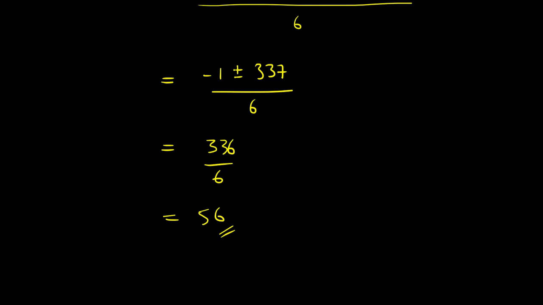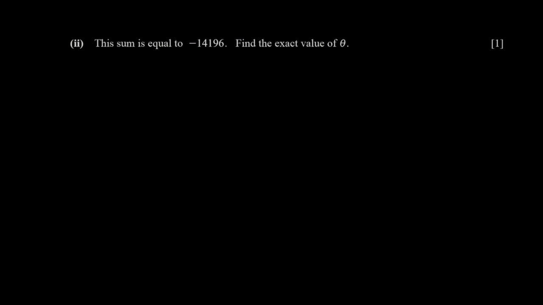Now, of course, you can just use your calculator, key in, but you know, a bit of practice with the quadratic formula doesn't do you any harm. Okay, second part of this arithmetic progression, we're told that this sum is equal to -14196.